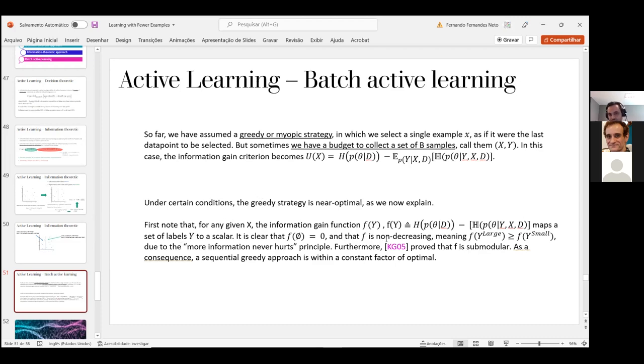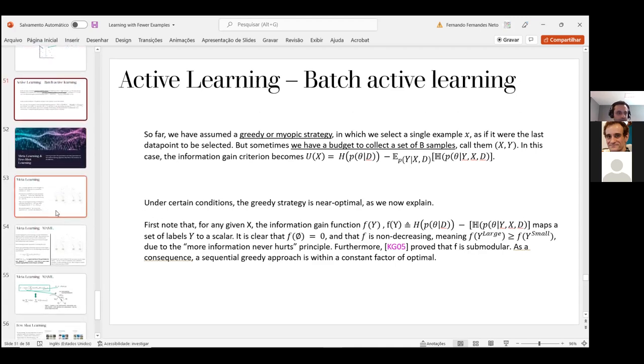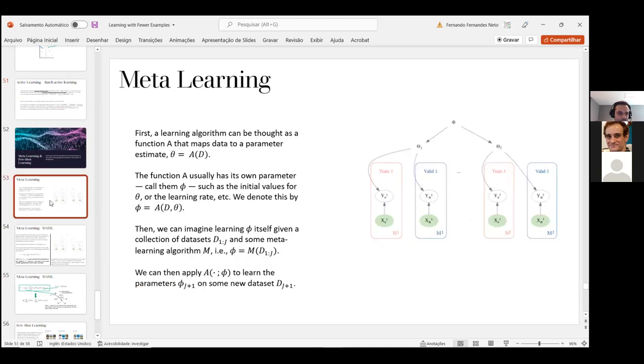So in this paper, the authors proved that F is submodular, and as a consequence, the sequential greedy approach is within a constant factor of optimal. Finally, I think I won't have enough time to present, but it comes to meta learning, which is basically an algorithm that can be thought of as a function A that maps data to a parameter estimate theta equals A of the data.